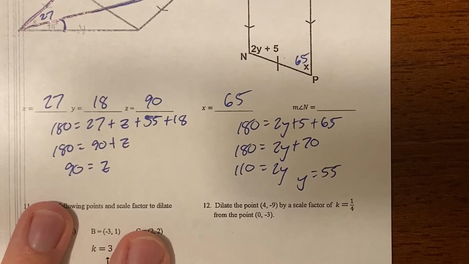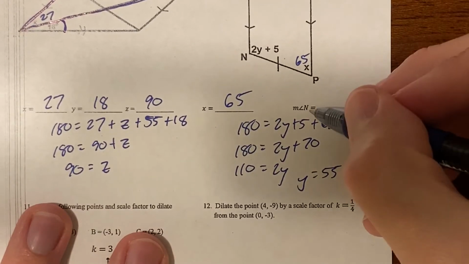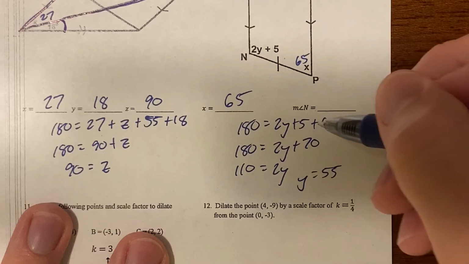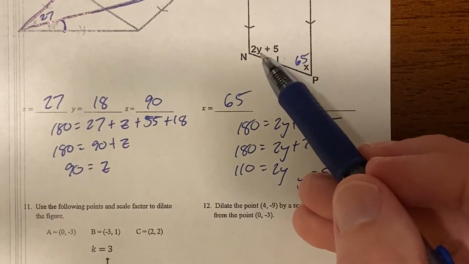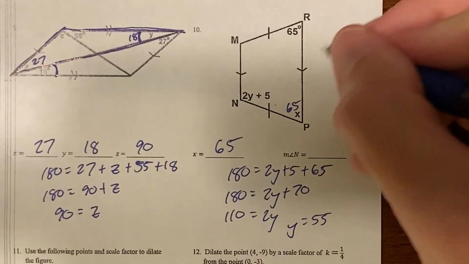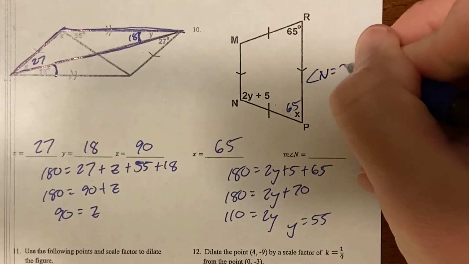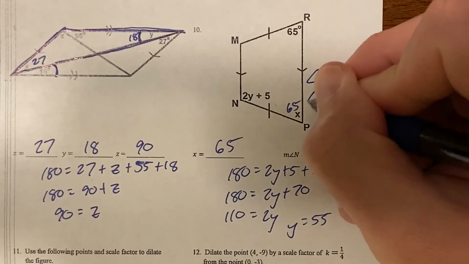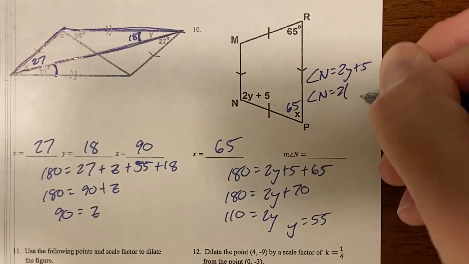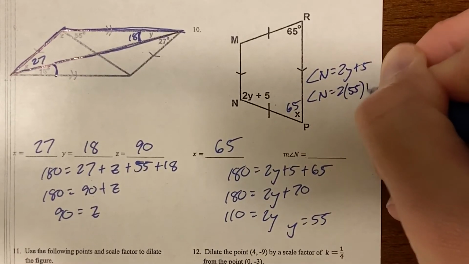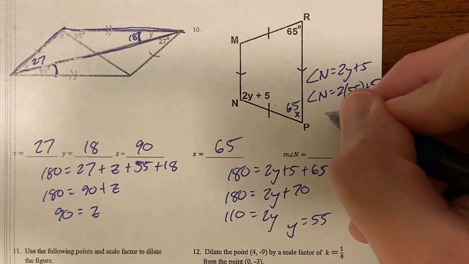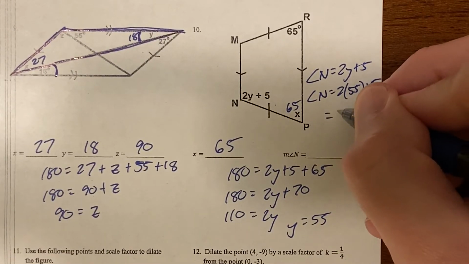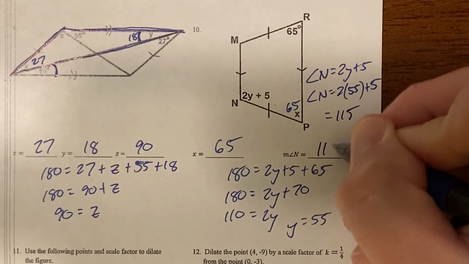That's not my answer though, because it wants the measure of angle n. So I'm going to take y and plug it in up here. Angle n equals 2y plus 5. Angle n equals 2 times, I got 55 for y. And angle n should equal 115 maybe?